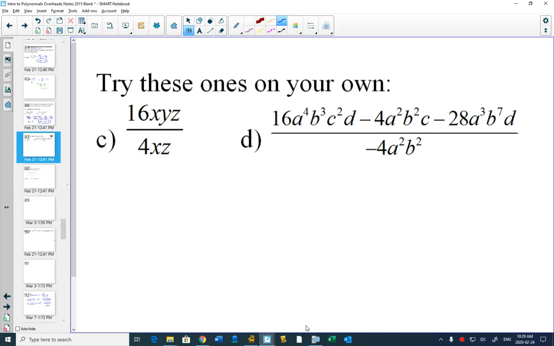We have chromosomes. 16 divided by 4 is? 4. The x's would cancel, the z's would cancel. I literally got the answer right. That one was just one thing divided by another thing, so we could go right to the answer. For the second one, you have to take that first step of rewriting things.